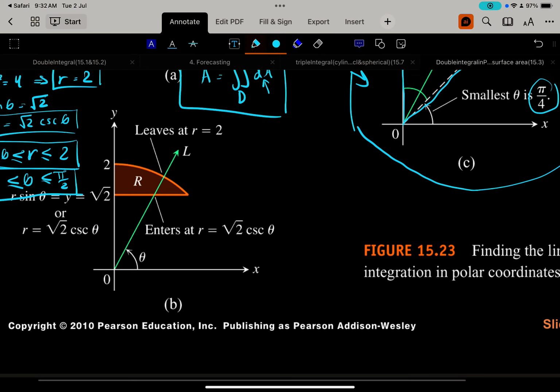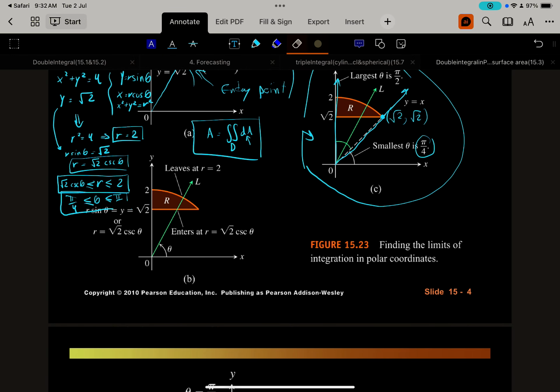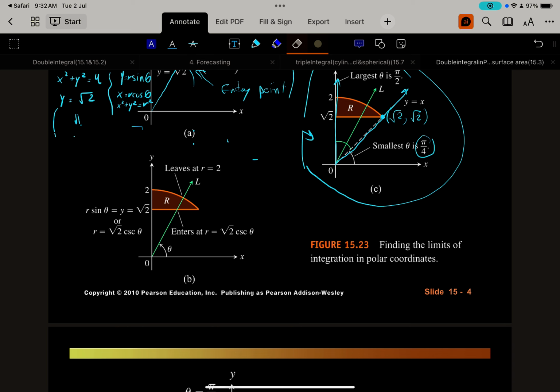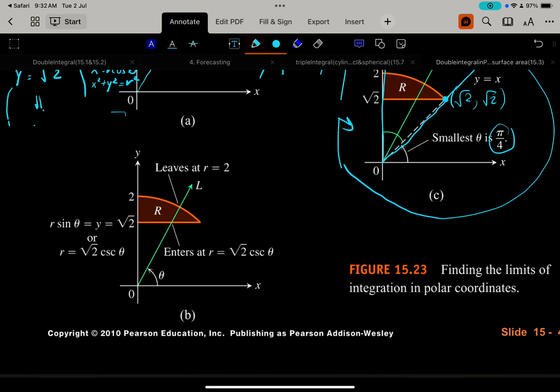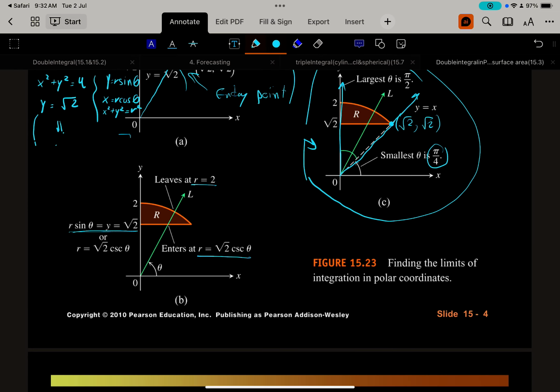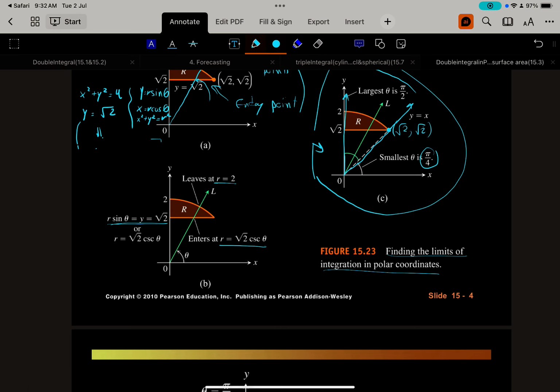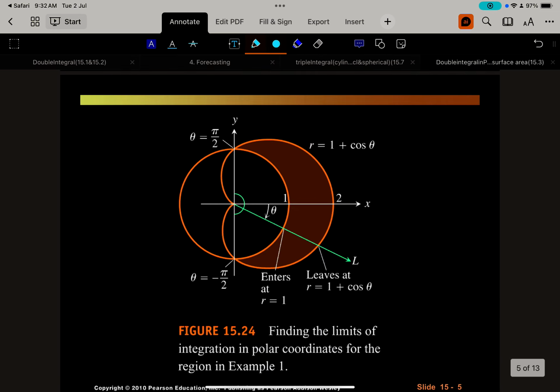And that's basically here, as you can see, this is our last part for this section. As you can see here, it enters at r equals root 2 cosecant theta, as we said, and then it leaves at r equals 2. And for the angle, this is exactly what we did. So basically we need to find the limits of integration in polar coordinates, and now we have found them.